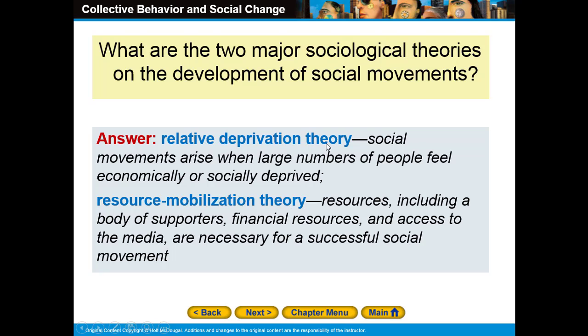The relative deprivation theory is related to psychology. The social movements arise when large numbers of people feel economically or socially deprived of something. The resource mobilization theory: the resources, including a body of supporters, financial resources, and access to the media, are necessary for a successful social movement. Here, they are not satisfied, but here they must have some resources. By resources, I mean a body of supporters, financial resources, and access to the media.